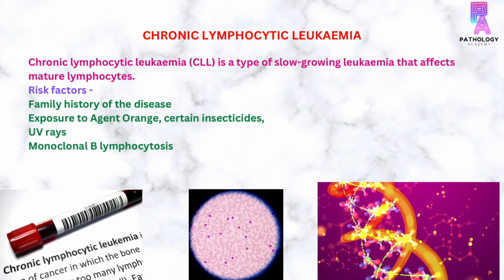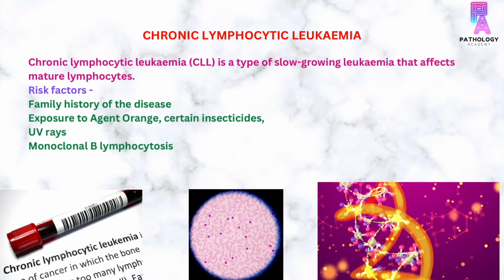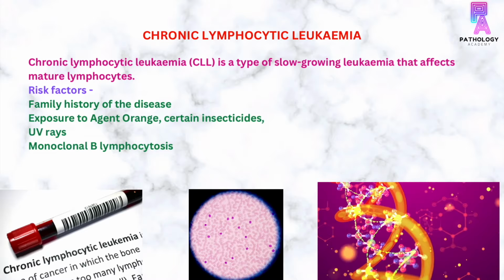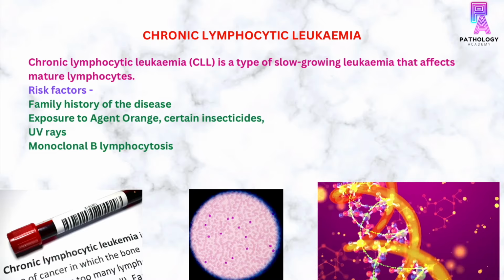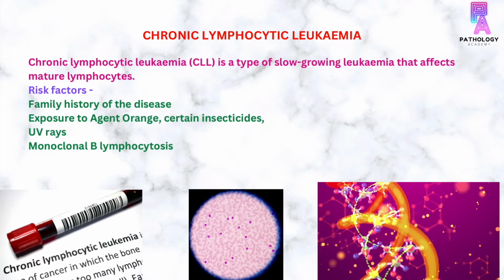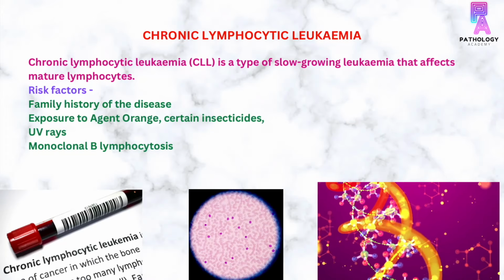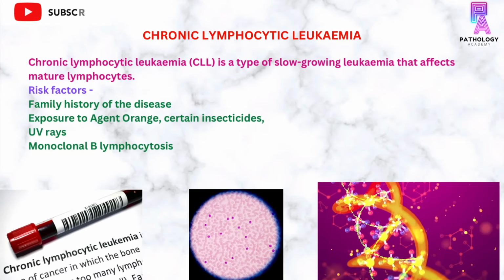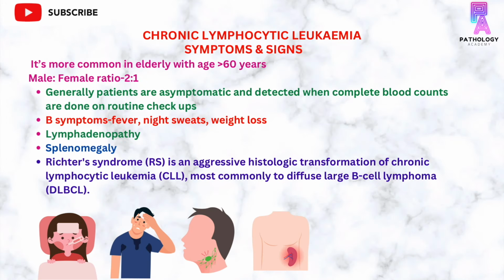The risk factors associated with CLL are a positive family history, exposure to herbicide like Agent Orange or certain insecticides, exposure to radiation like UV rays, or monoclonal B lymphocytosis. It's more common in elderly with the age more than 60 years. Male to female ratio is generally 2:1.